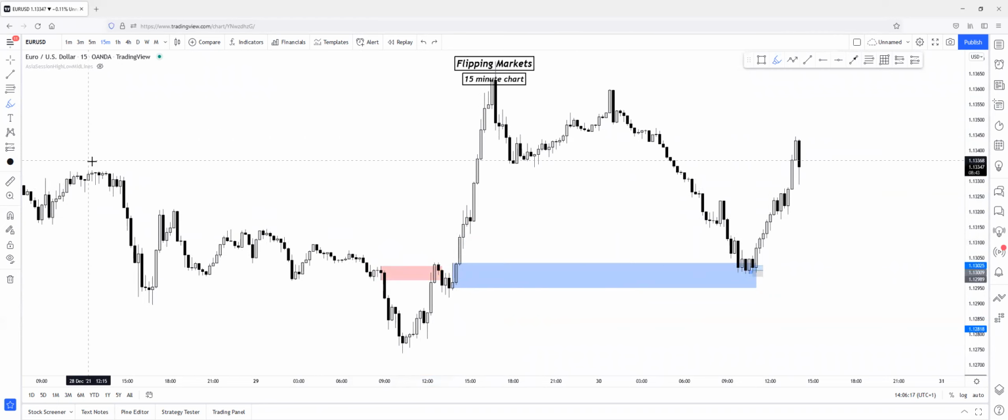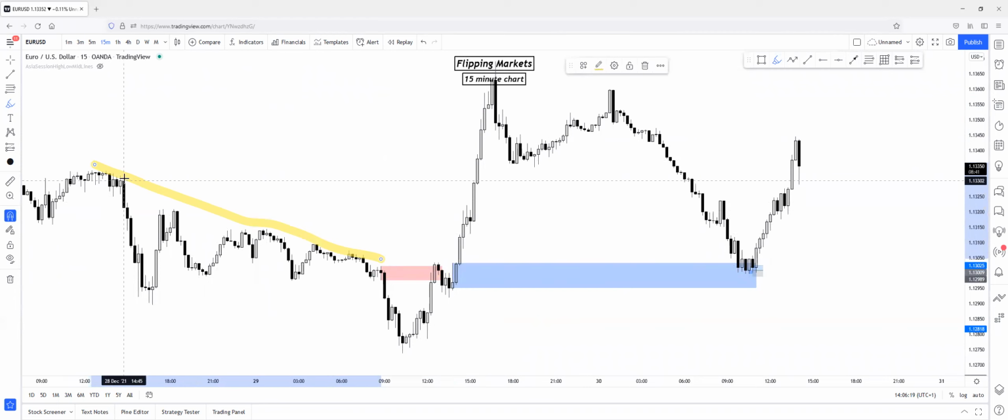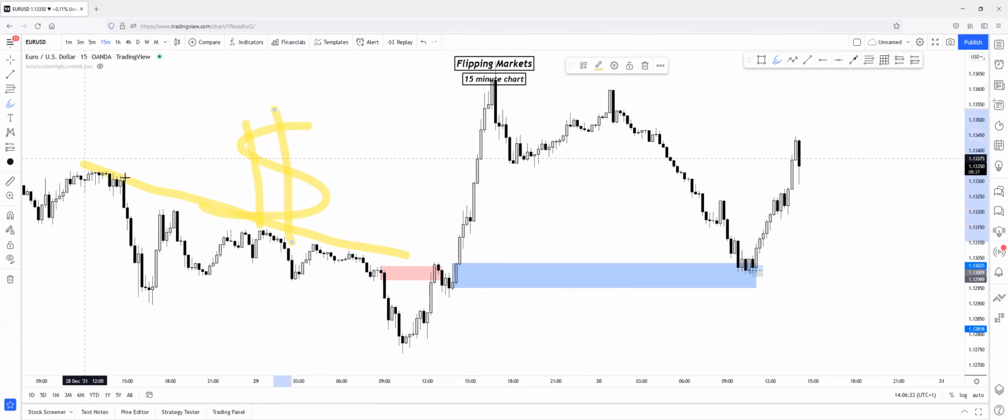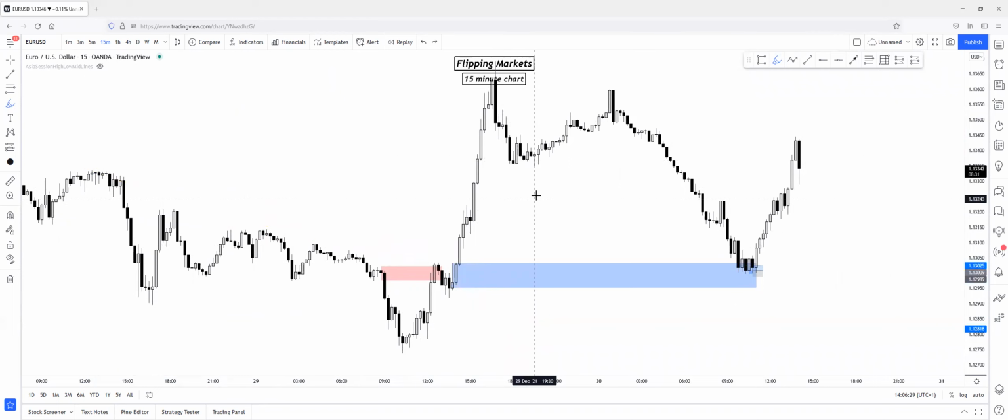And actually, it swept liquidity from this region. So as you can see, there's a liquidity trend line. Stop loss is just below this line. So this demand zone has all the three criteria again. So this is a really valid demand zone.